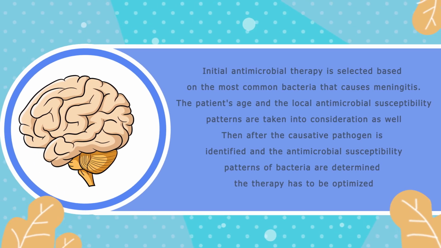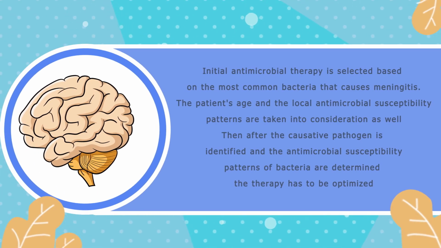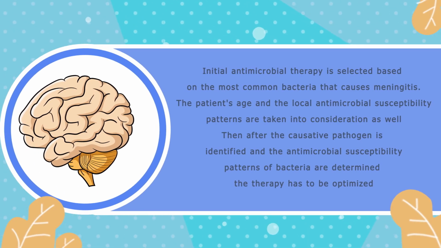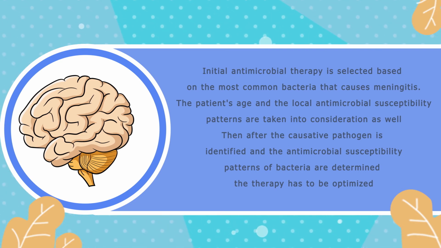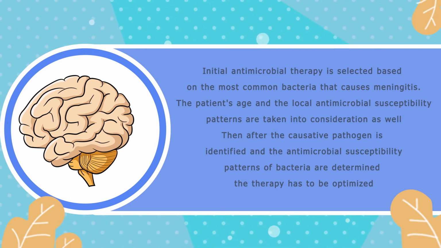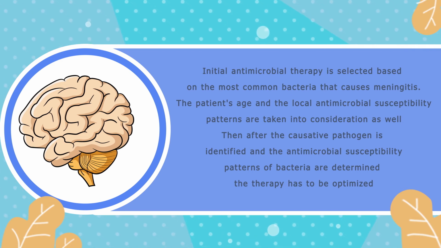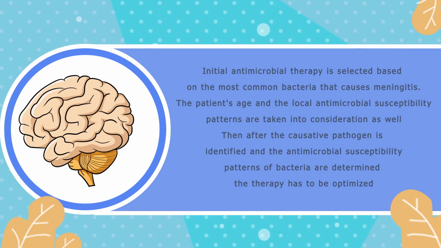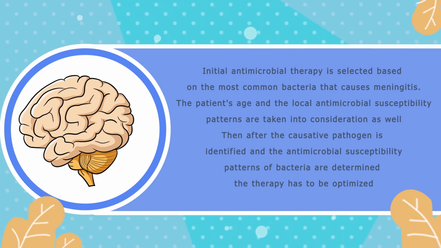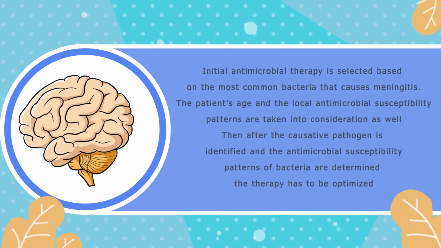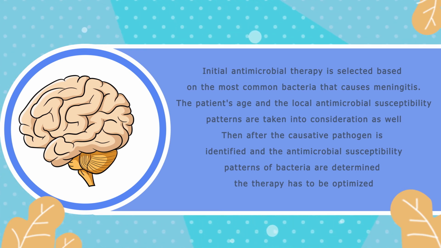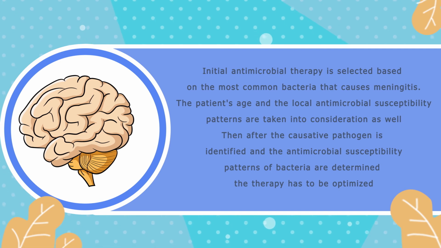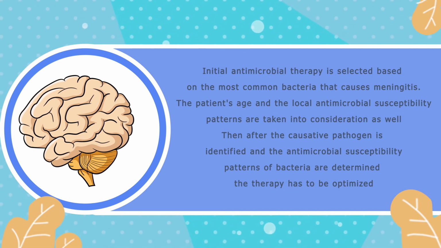Initial antimicrobial therapy is selected based on the most common bacteria that cause meningitis, and the patient's age and the local antimicrobial susceptibility patterns are taken into consideration as well. Then, after the causative pathogen is identified and the antimicrobial susceptibility patterns of the bacteria are determined, the therapy has to be optimized.